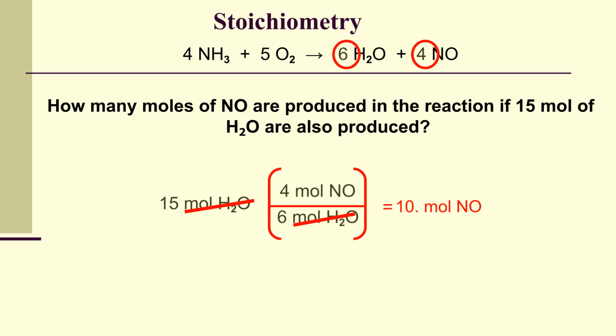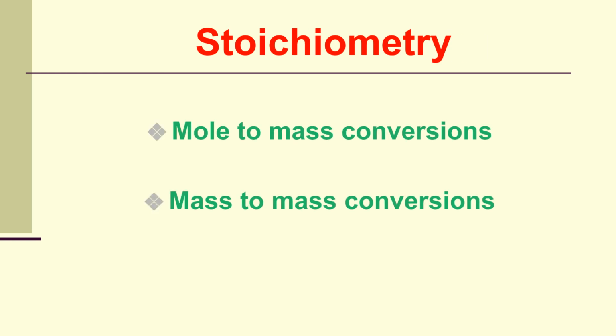In this problem, we calculate the moles of NO produced using a mole ratio based on the moles of H2O produced. The calculation yields 10 moles of NO. Now we will focus on mole-to-mass conversions and mass-to-mass conversions.